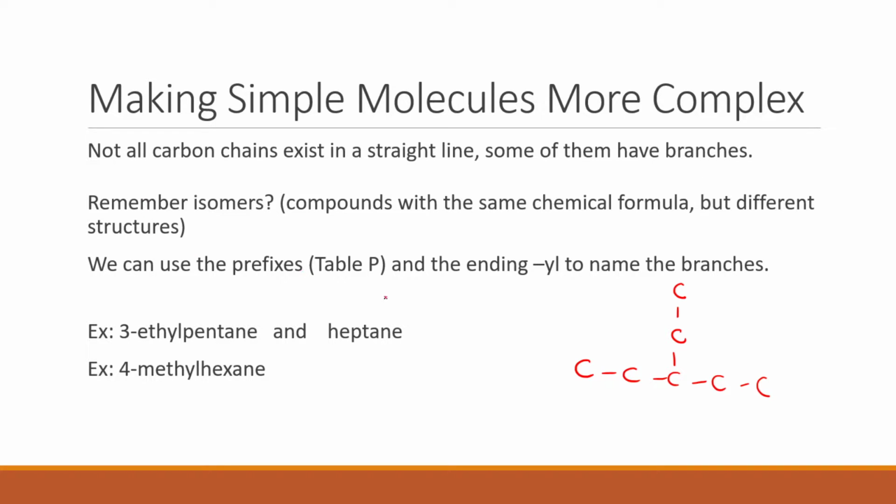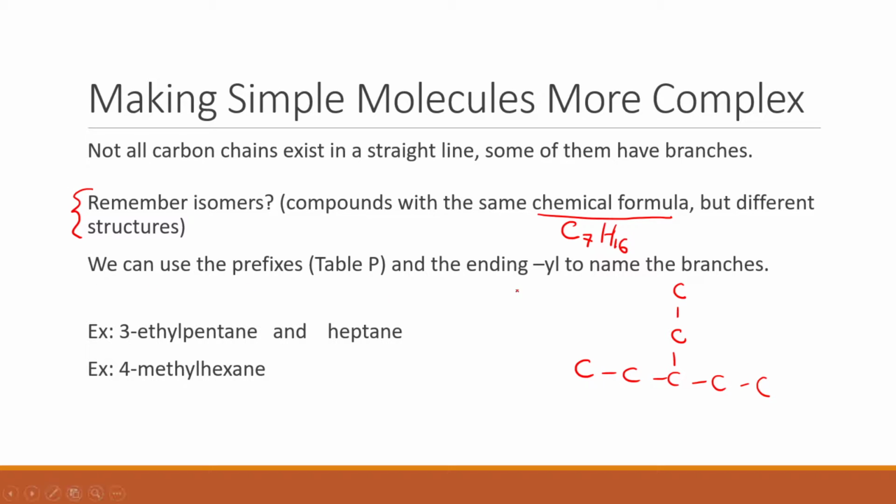When we talk about these branches, we're going to reintroduce the idea of an isomer, which are compounds with the same chemical formula, but different structures, right? They're going to have the same number of C's and H's, the same number of all their atoms, but they're going to be arranged in a different way. And I'm using this one for a very specific reason, which will show up in a second.